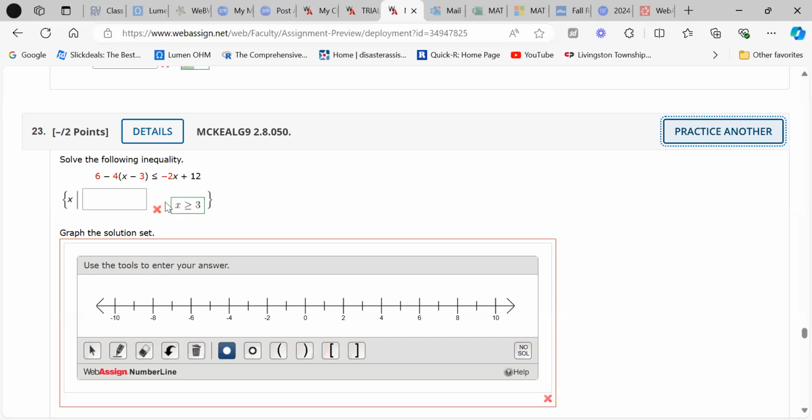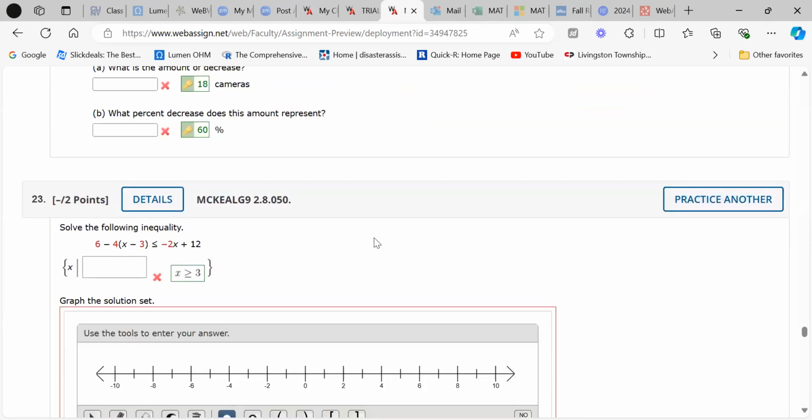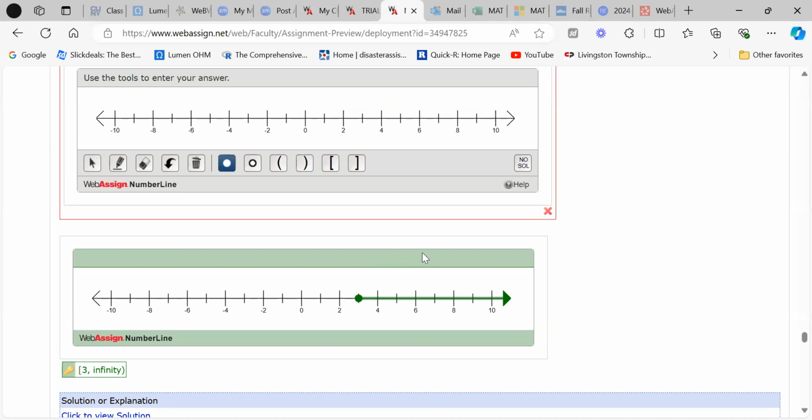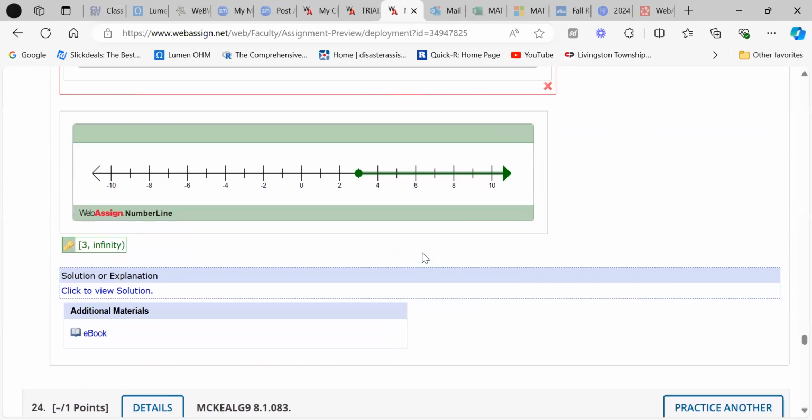The answer is x greater than or equal to 3, and it's going to be 3 to infinity, right? Again, this doesn't allow me to put in the answer, but it's okay. We check the other ones there. All right, now to question 24.